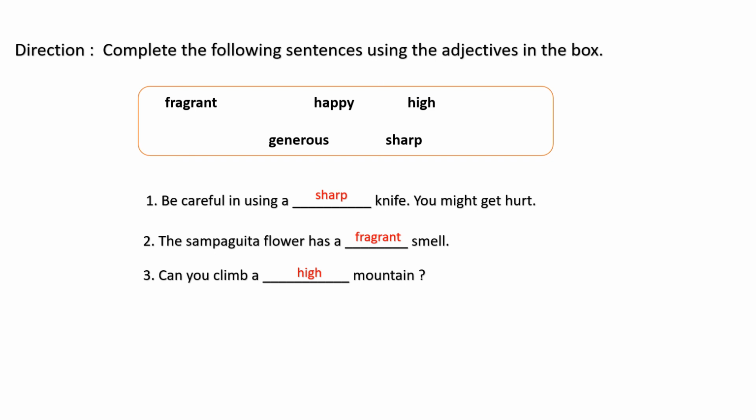So that's it. And again, when you say adjectives, they are words that describe nouns: a person, place, things, animals, and events.